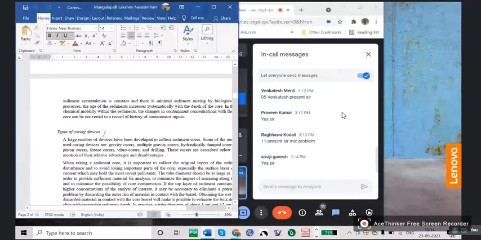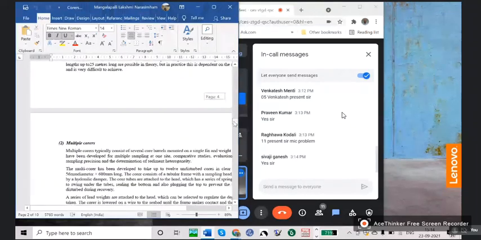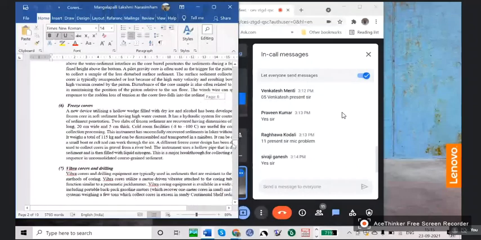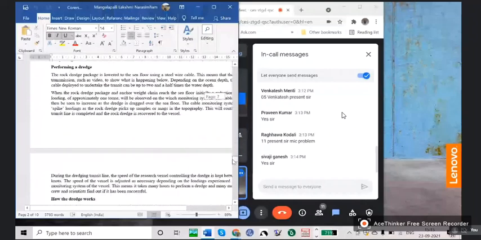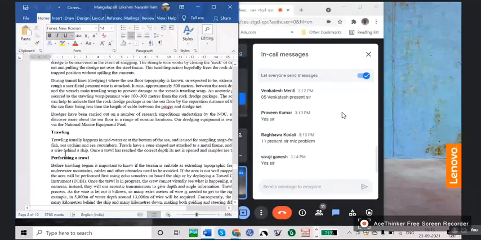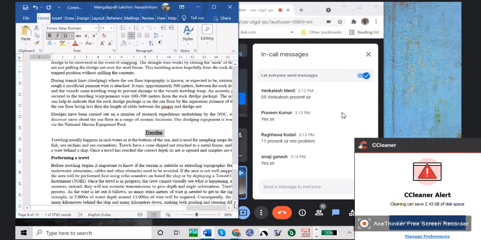Coring devices, different types of corers, and then dredging. Of course, trawling is also there, but trawling is not of much importance. So you go through this material and try to understand the concept of each device. Okay.